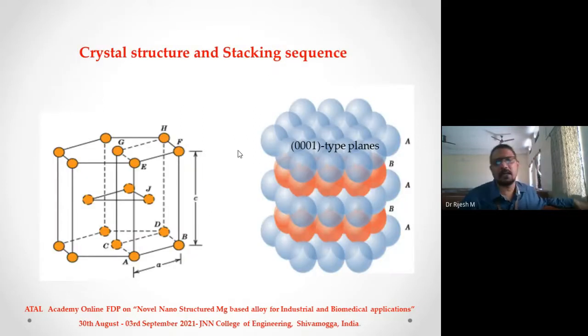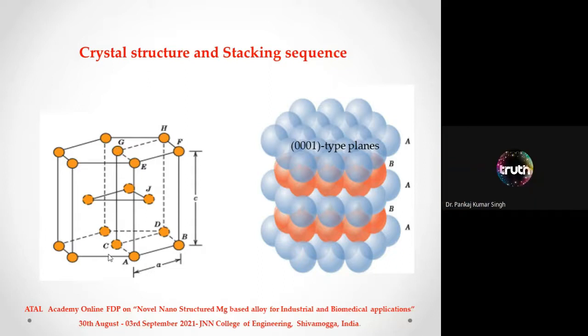Now the problem with my material, magnesium, is that it has an HCP structure. They have an HCP structure where you have 3 atoms in the center and you have 7 atoms out here, 6 in the corners and one in the center.